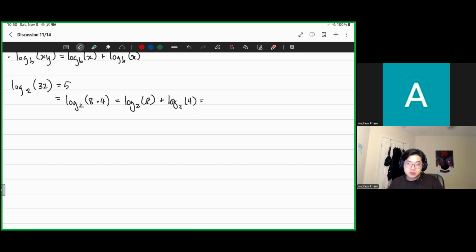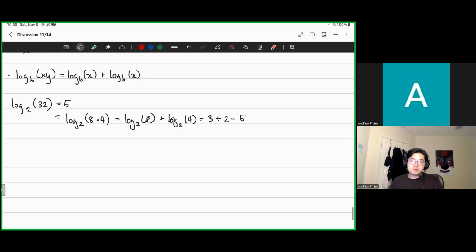For the first one, I'm really asking myself, what power do I raise 2 to get 8? The answer is 3. And the second one, log base 2 of 4, what exponent do I raise 2 to get me 4? That's going to be 2, so the total is 5. Yes, that is the product rule in its simplest form.